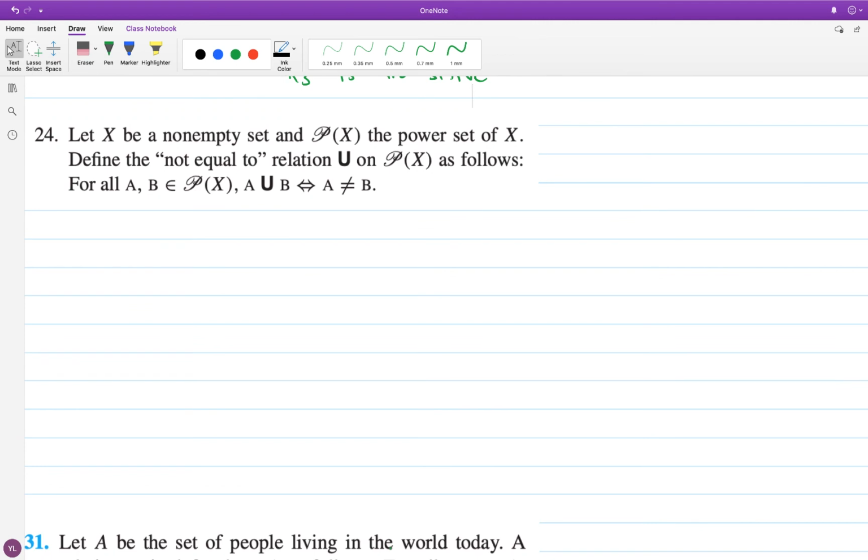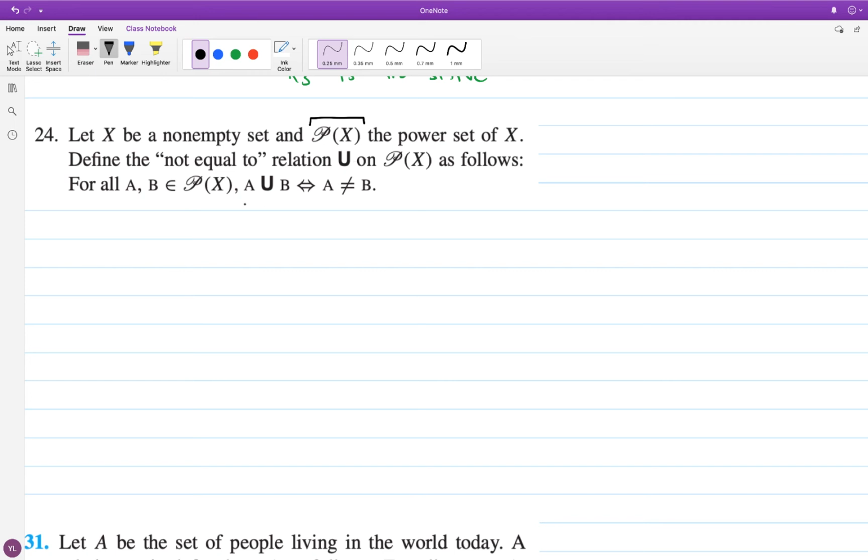Let's go ahead and run through a couple more examples and just analyze these relations as to whether they're reflexive, symmetric, or transitive. So the set here is the power set of some non-empty set. That's the set we're going to define the relation on. This relation, which they're calling U, it's not a union or anything, it's just a symbol that's standing for a relation, is defined in the following way.